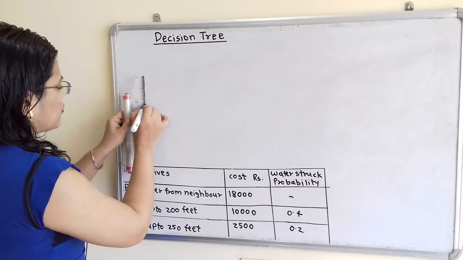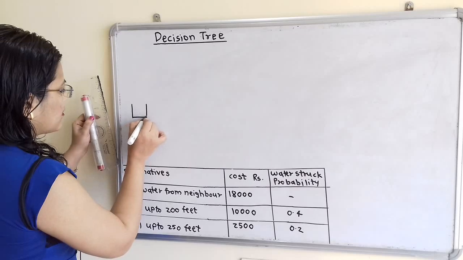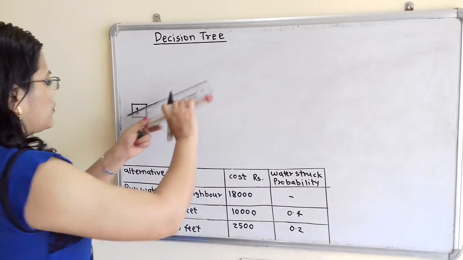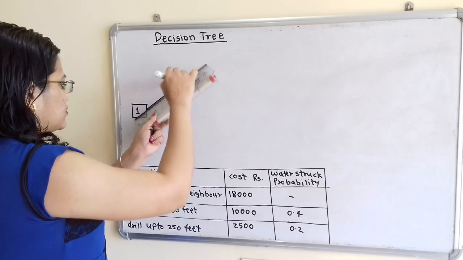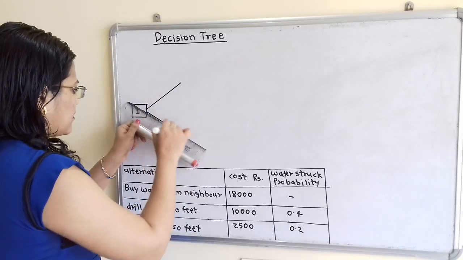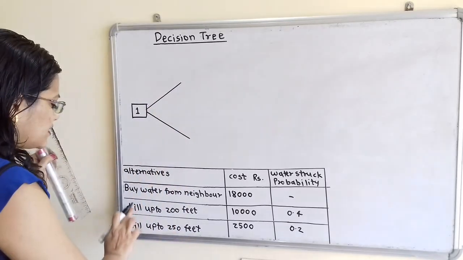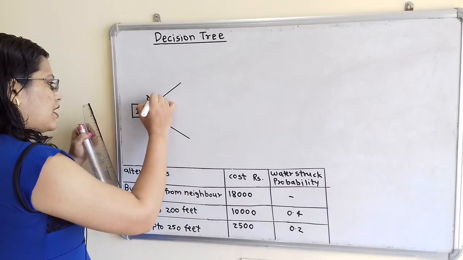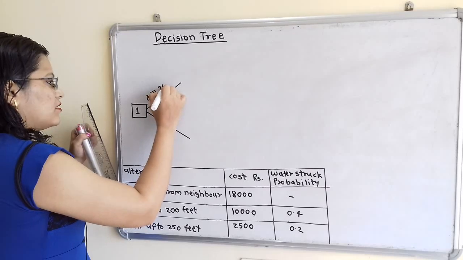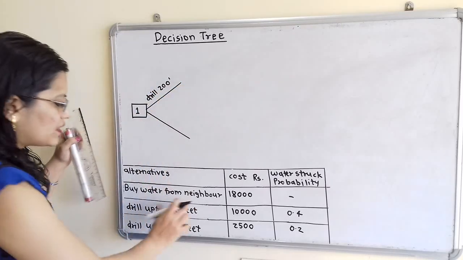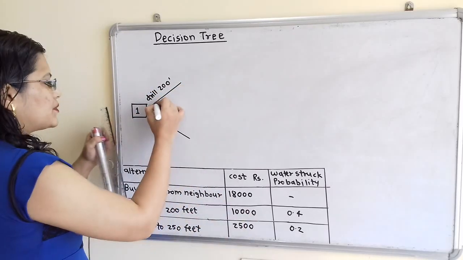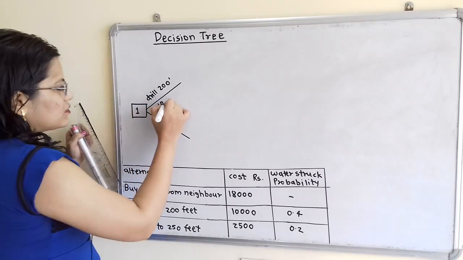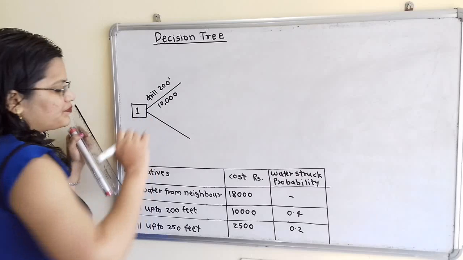So we have to draw here the square, that is the decision node with number 1. Now we will show here the first branch and here will be second branch. So first branch is drill up to 200 feet. So I will write here drill 200 feet. And what is the cost for this? That is rupees 10,000. So we have to show here the cost, that is rupees 10,000.